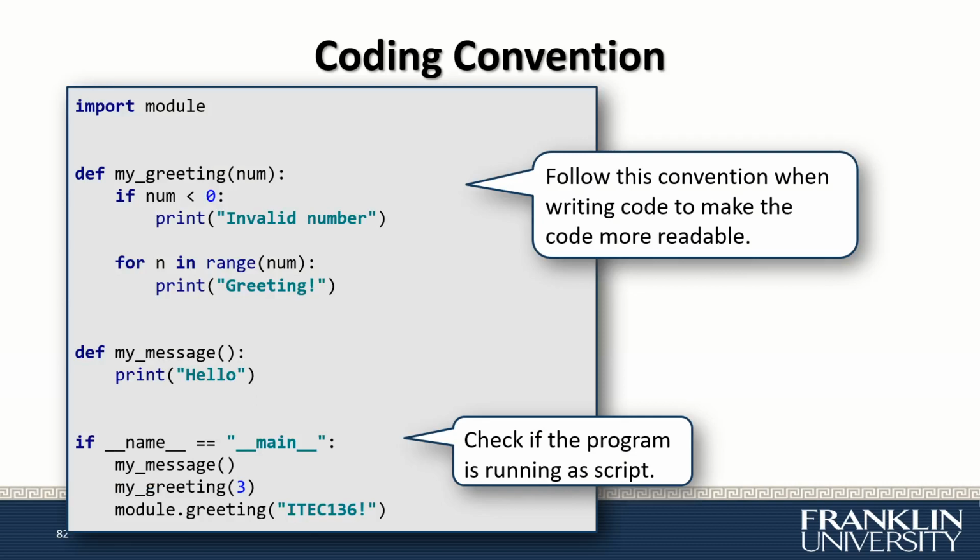For example, here's one program convention. You have all the import statements at the top, leave two blank lines, and then have a function definition. As you can see, I leave one blank line in between the if and the for loop. This will make the code easier to see the parts of the code. Two blank lines after the function, and add this if statement to check whether the program runs as a script or is imported as a module.